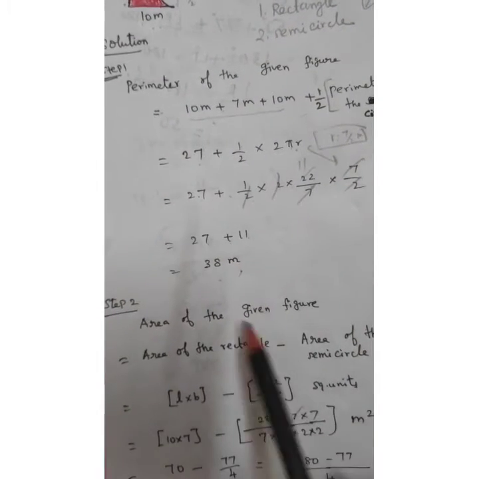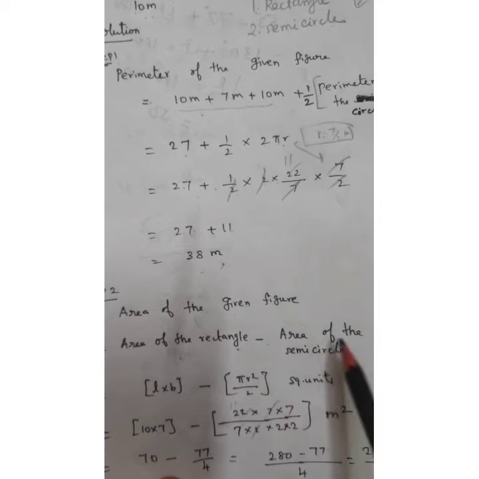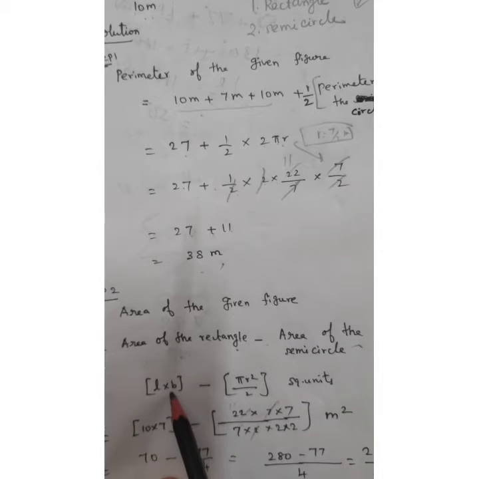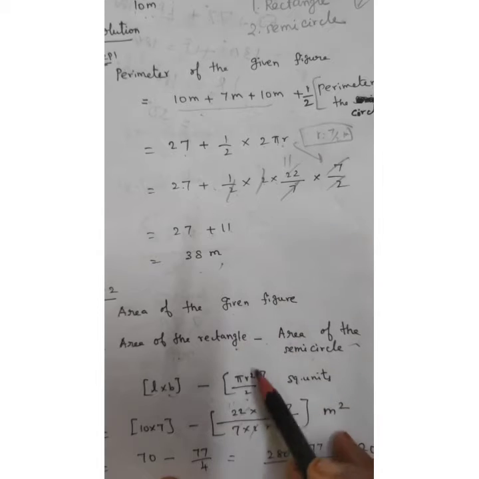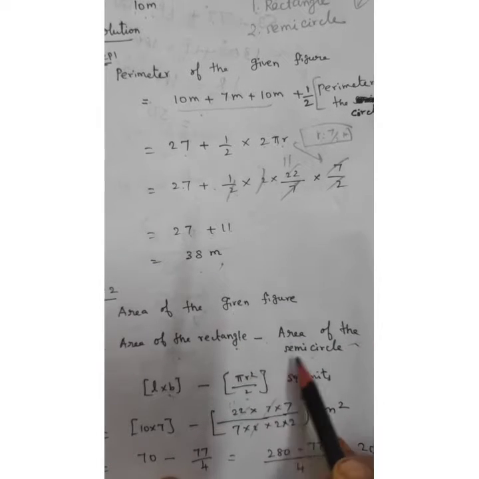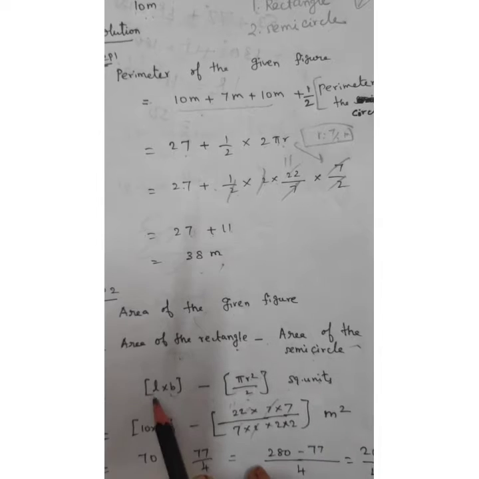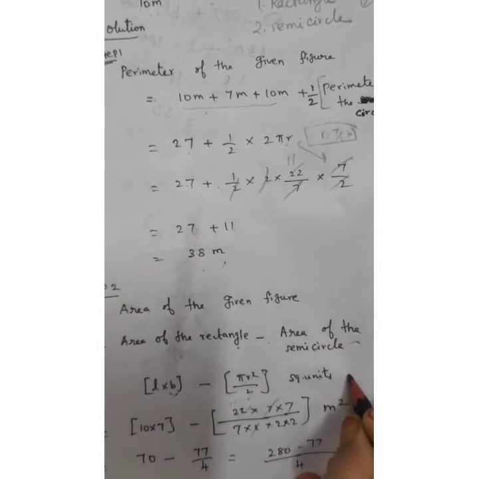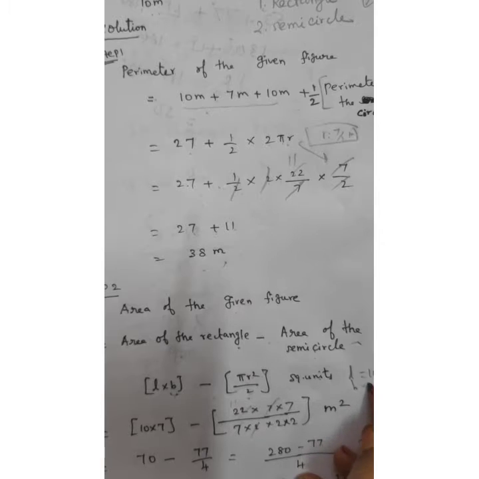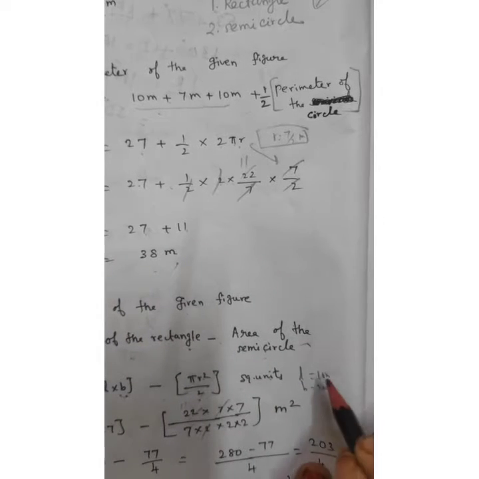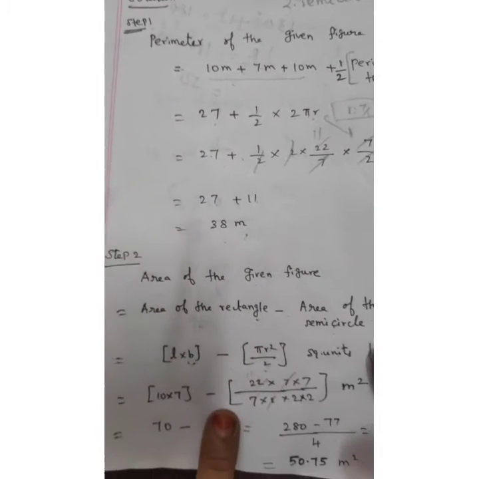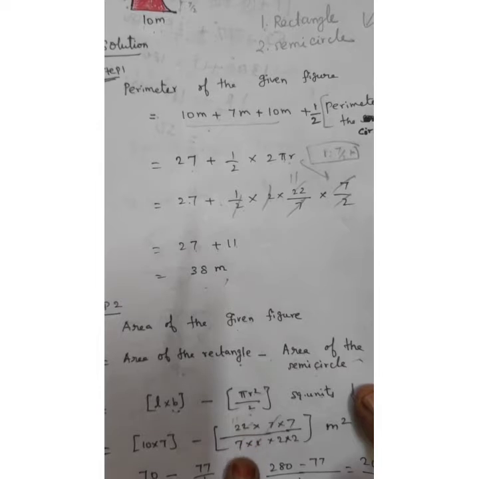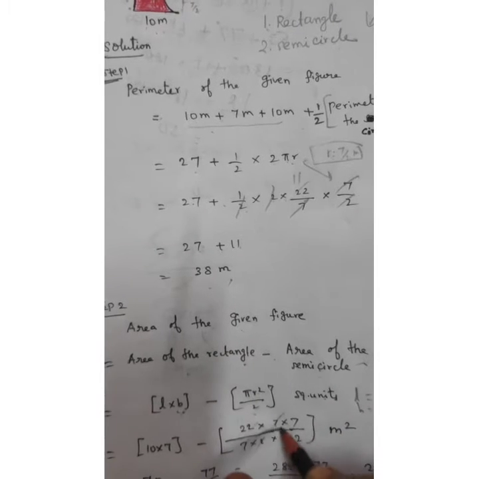Area of the figure equals area of the rectangle minus area of the semicircle. Area of the rectangle formula is L into B. Area of the semicircle equals pi r squared by 2. Area of the circle formula is pi r squared, and half of it is pi r squared by 2, in square units. L equals 10 meters, B equals 7 meters. So 10 into 7 minus pi, where pi is 22/7.